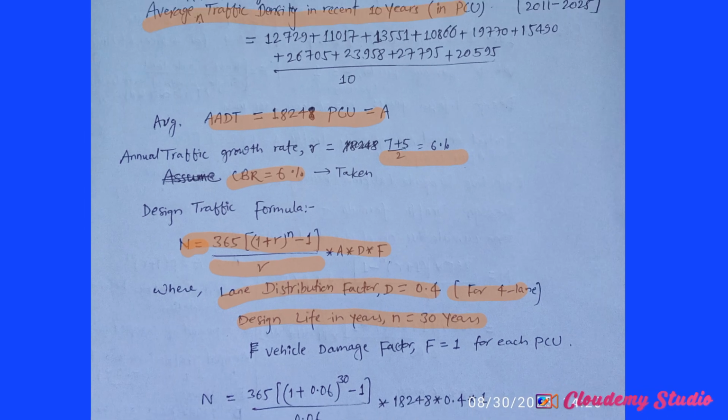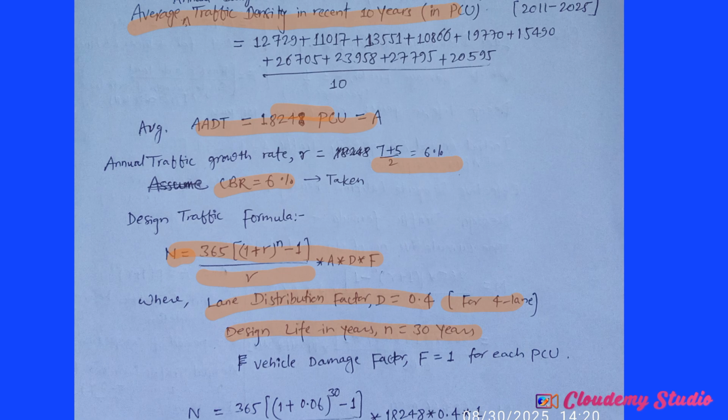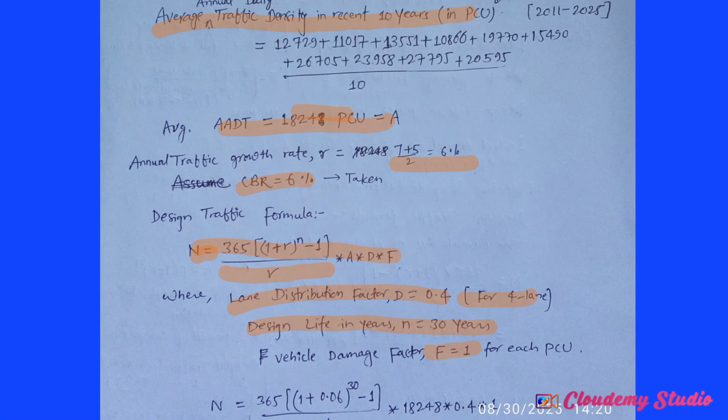As we are considering annual average daily traffic A in terms of PCU, for each PCU, the vehicle damage factor is always 1. If we consider vehicles different from passenger car units, like trucks, buses, or any other vehicle, then the vehicle damage factor will be more or less than 1. But for a passenger car unit, the vehicle damage factor is 1.